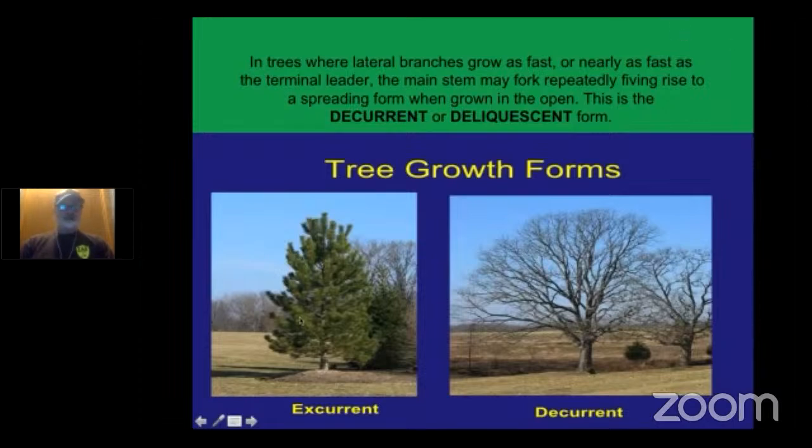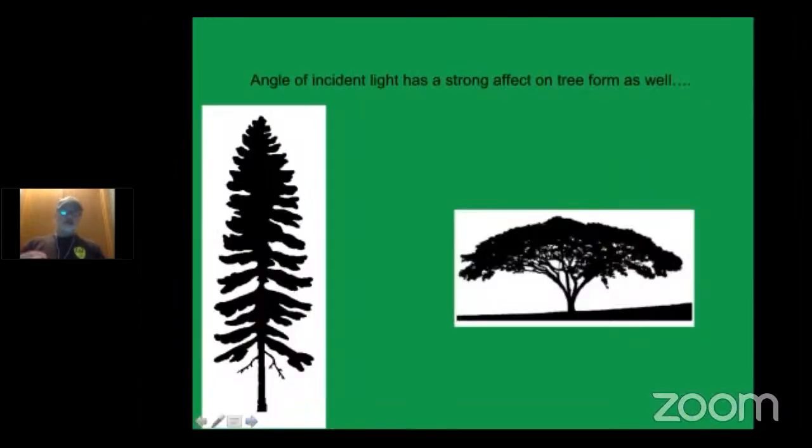All right, the excurrent forms and deliquescent forms. The angle of incident light has a strong effect on the tree form as well. Now, the one on the left is typical of far northern latitudes. If you think about that, I'll use this cursor. Hopefully I won't move it so fast.